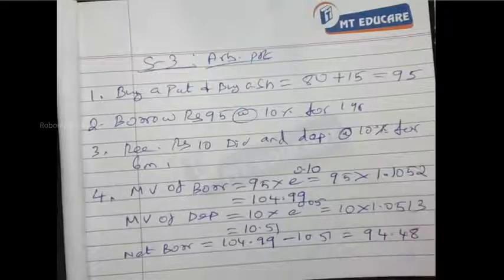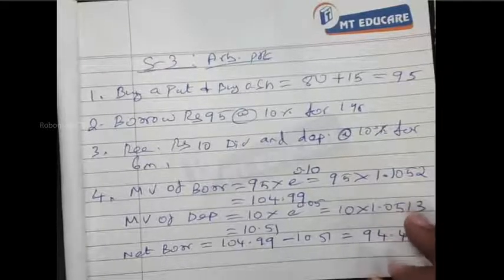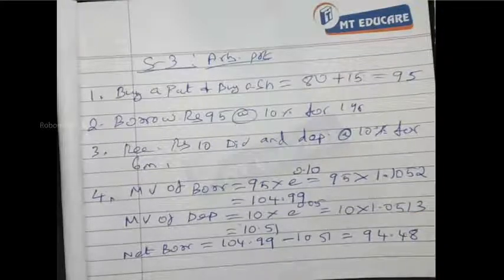Last, check. Present value of profit is equal to 5.52 into e power minus 0.10, which is equal to 5.52 into 1 by 1.1052. 1 by 1.1052 is how much? The present value is 4.99.